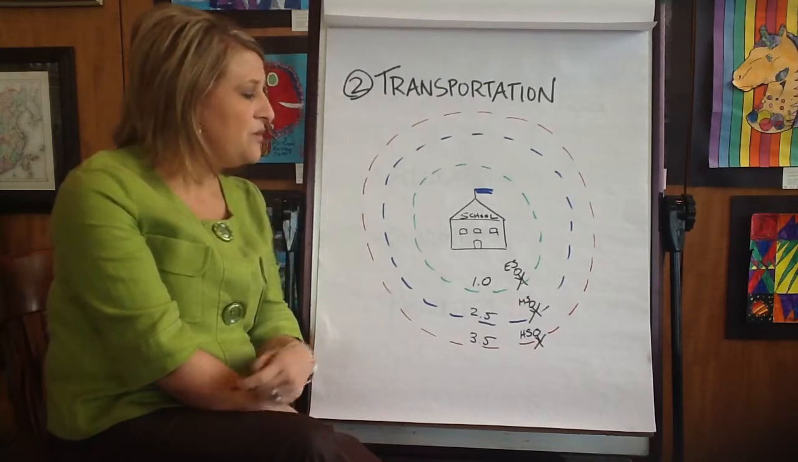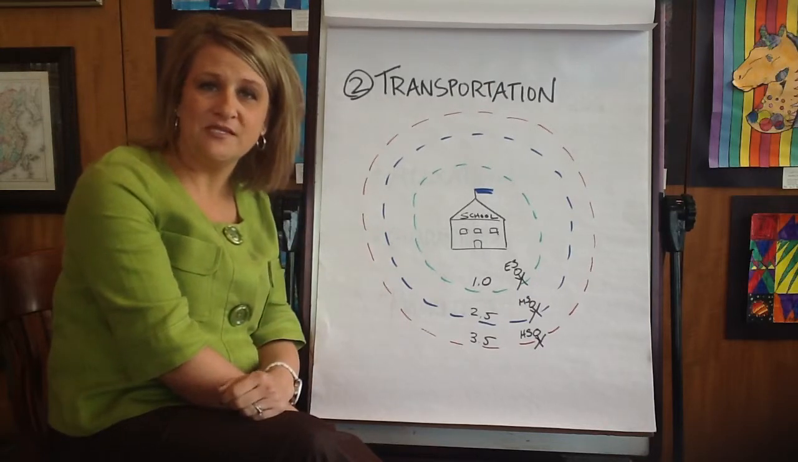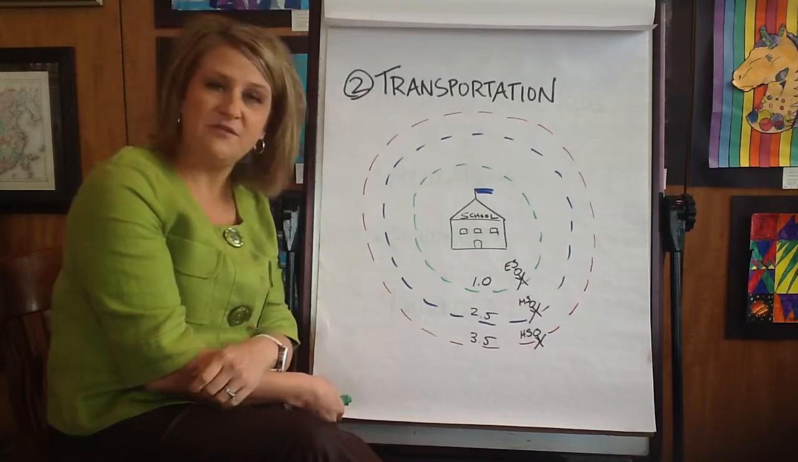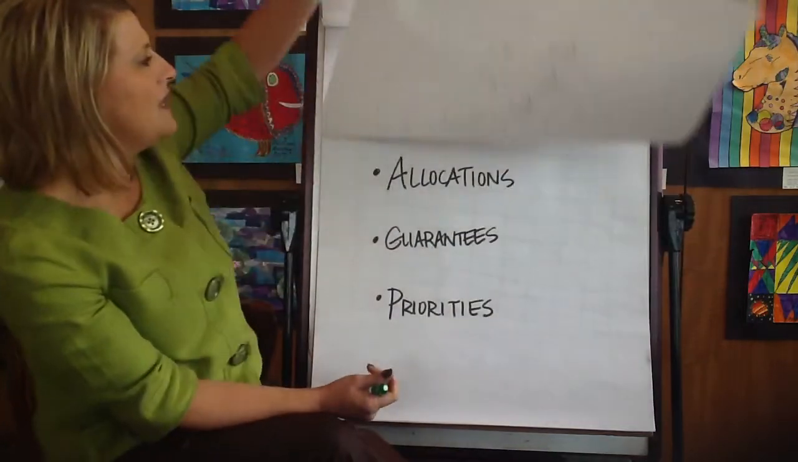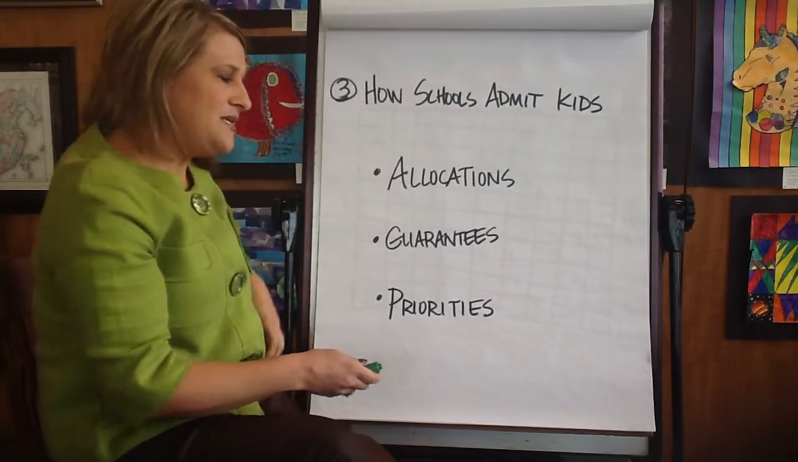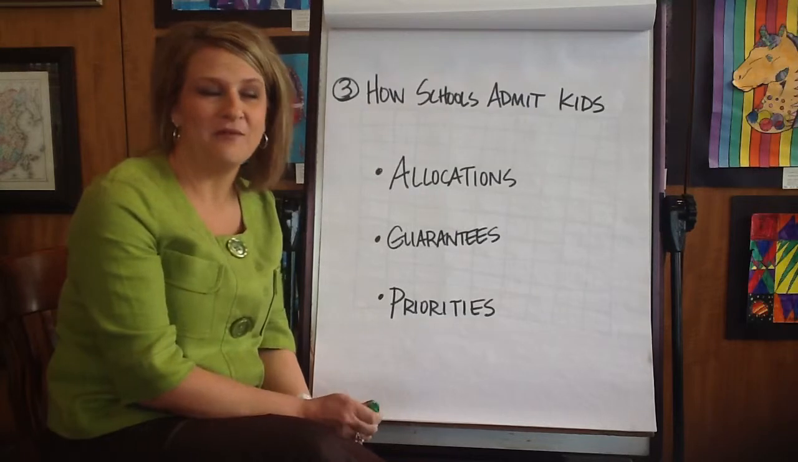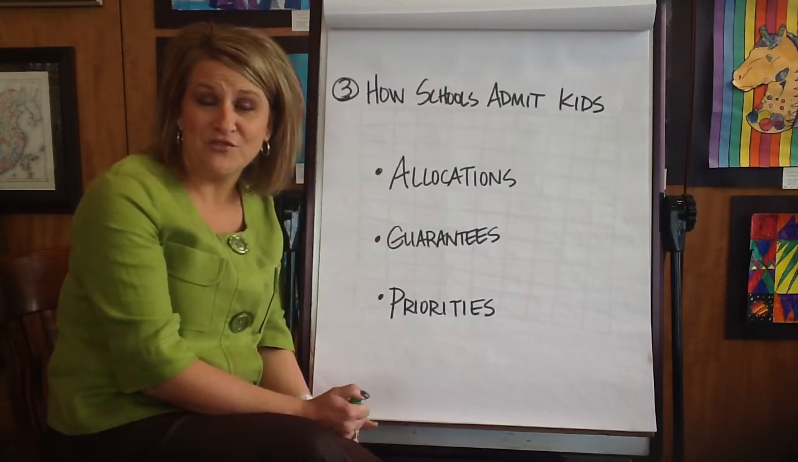So again, when we think about who's going to be going where in this enrollment system, if there is going to be a new enrollment system, one of the components that will need to be addressed is who's going to be getting transportation in that system. The last component, and this is the most complex of the 3 components, is how schools admit kids to each of the schools.